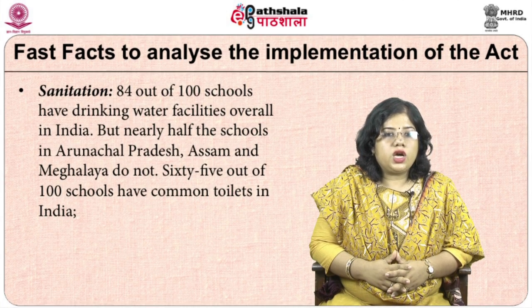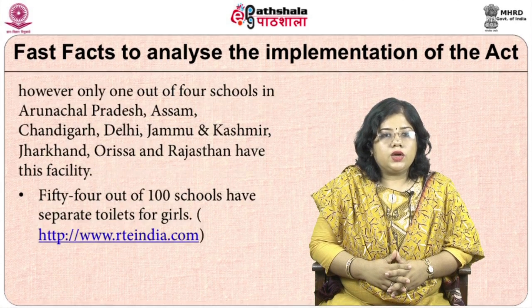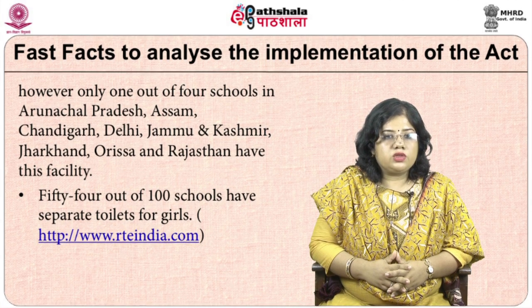Sanitation. 84 out of 100 schools have drinking water facilities overall in India, but nearly half the schools in Arunachal Pradesh, Assam and Meghalaya do not. 65 out of 100 schools have common toilets in India. However, only 1 out of 4 schools in Arunachal Pradesh, Assam, Chandigarh, Delhi, Jammu and Kashmir, Jharkhand, Odisha and Rajasthan have this facility. 54 out of 100 schools have separate toilets for girls.